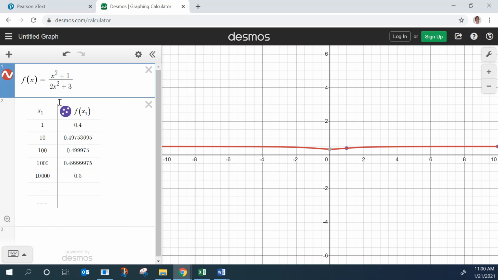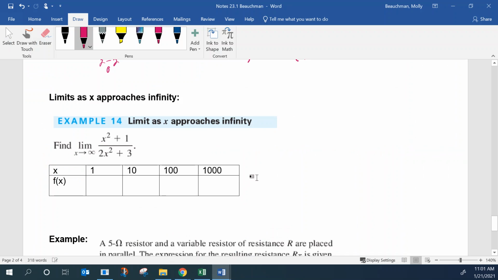So as the values get larger, notice on the graph, the y values, as x approaches infinity, the y values approach 0.5. As a matter of fact, at 10,000, it's so close to 0.5 that it's rounded to 0.5. So the limit, as x approaches infinity, for this question, is equal to 1/2, or 0.5. And that would also be called a horizontal asymptote.